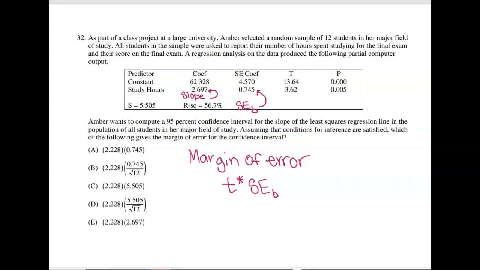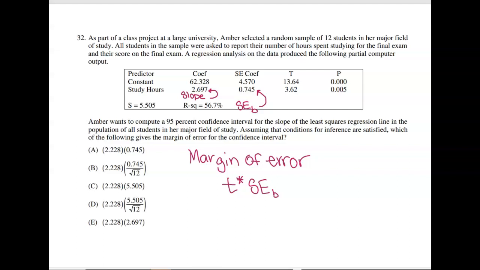All right, for our last problem, as part of a class project at a large university, Amber selected a random sample of 12 students in her major field of study. All students in the sample were asked to report their number of hours spent studying for the final exam and their score on the final exam. A regression analysis on the data produced the following partial computer output.